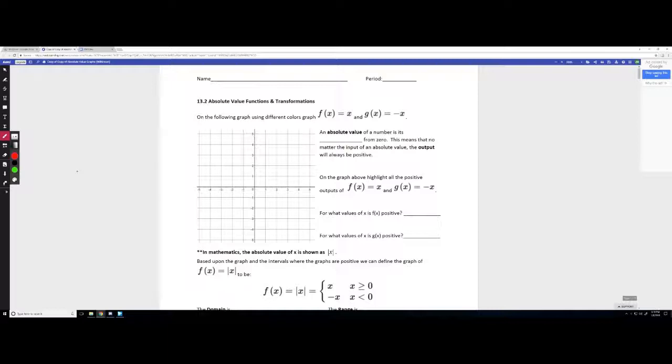Now, on the following graph, using different colors, we're going to graph f of x and g of x. So f of x, I'll use red. Again, f of x equals x. So my initial value is 0, my b, thinking about y equals mx plus b. My slope is 1 because the coefficient in front of that x is just 1x. So I go up 1 over 1, up 1 over 1, up 1 over 1, and then we draw our line.